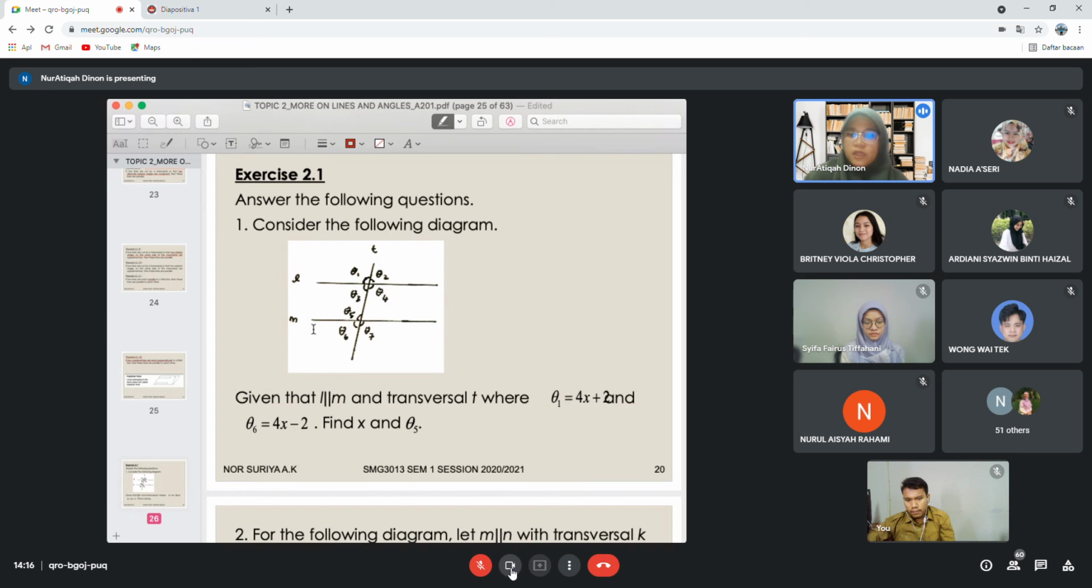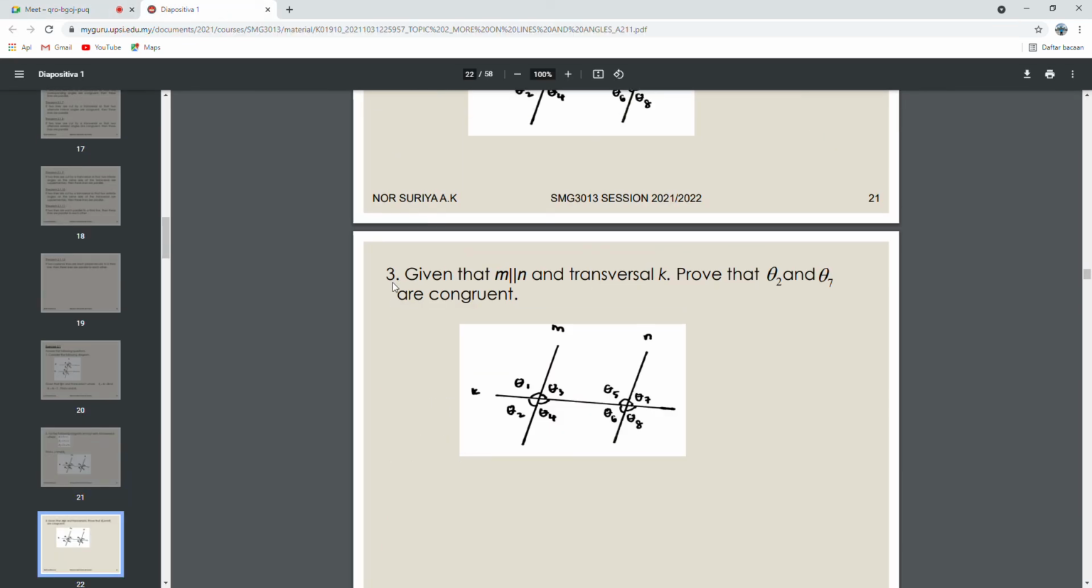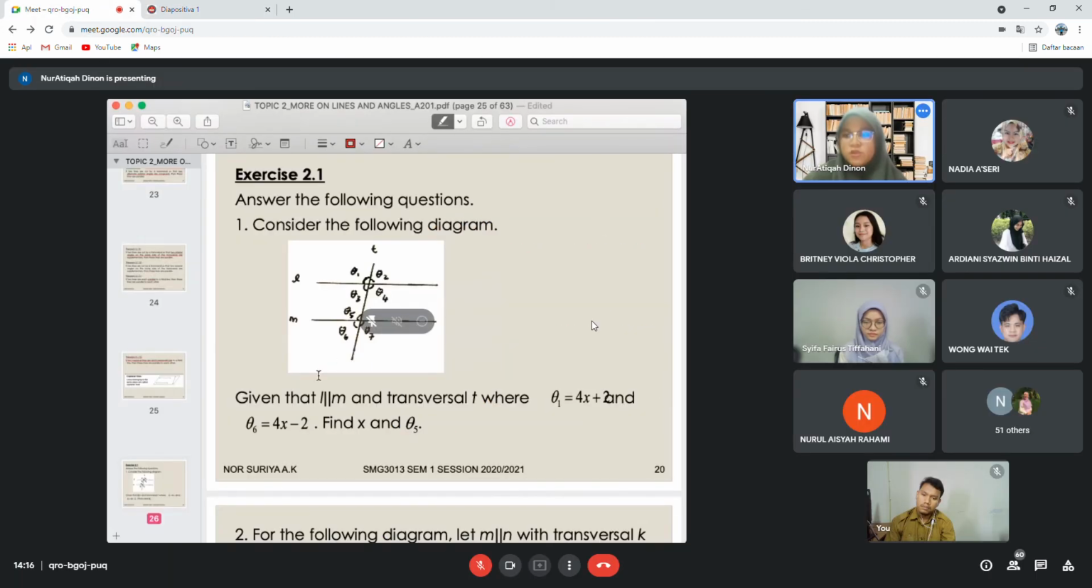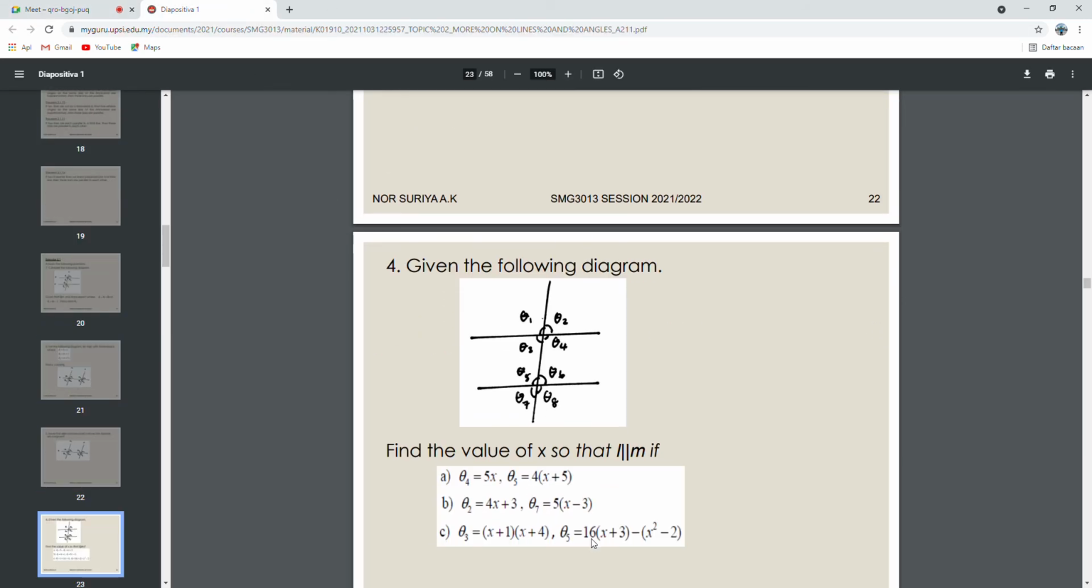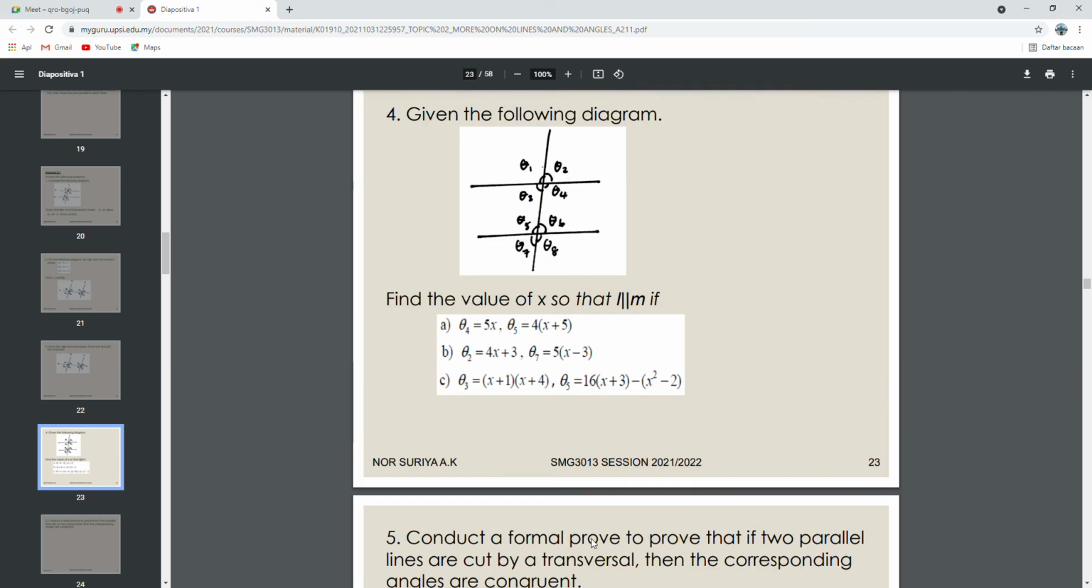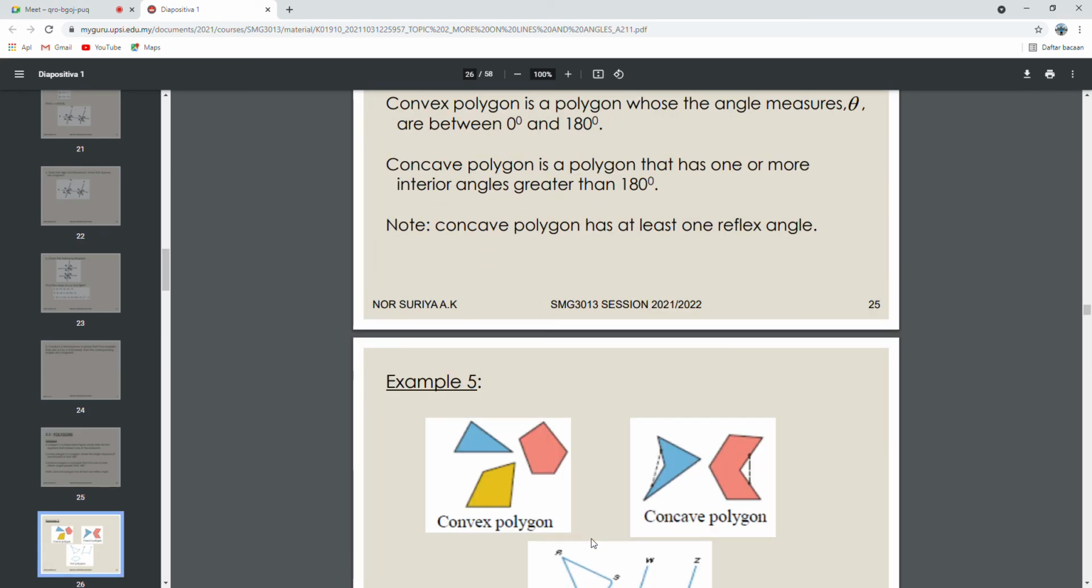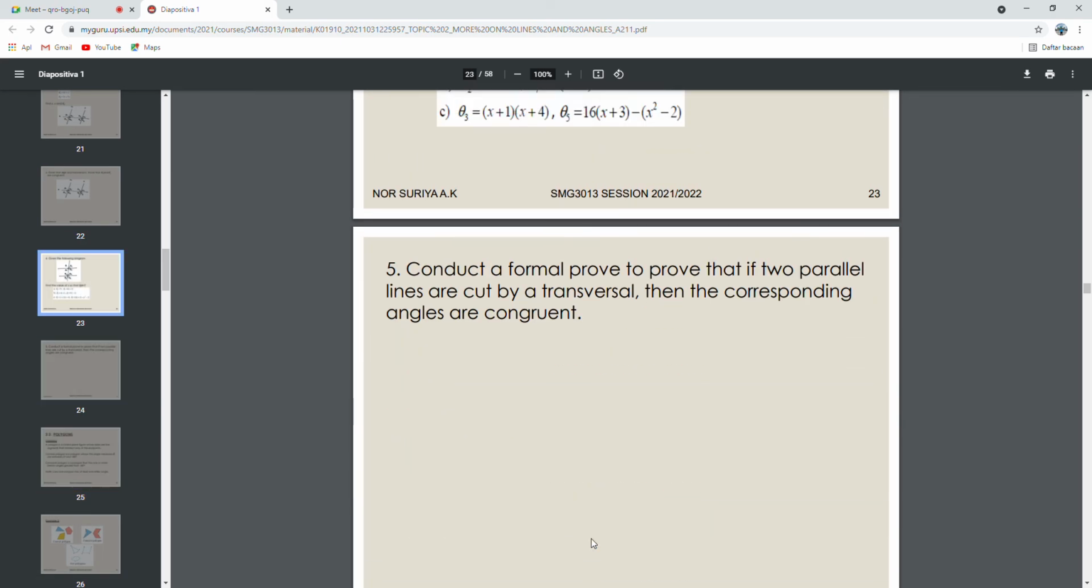So L and M are parallel to each other. Transversal T. This one is theta 1 equals 4x plus 2, and theta 6 over here is 4x minus 2. We need to find the value of x and the value of theta 5. So you can solve it. Since it only involves x, it's easy. Before this example, we had x and y. So in this example, we only have x. You just solve for x and then find theta 5.